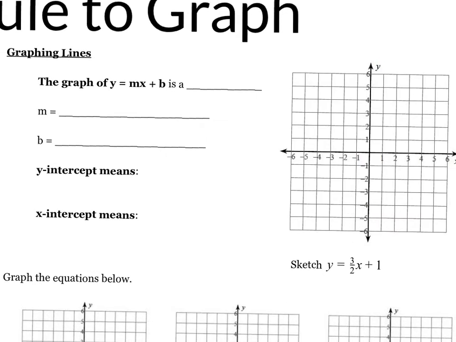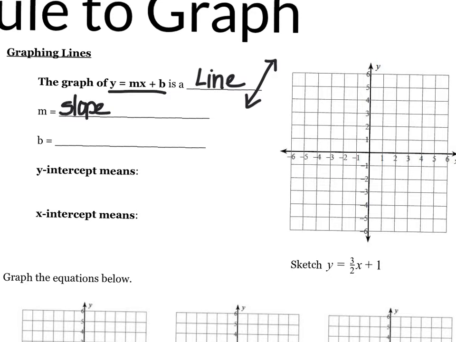So when we graph lines, the graph of y equals mx plus b is always going to be a line. And by line we mean a straight line, not a curved line. It's going to go forever in two opposite directions, okay? So a line, straight and shoots off forever in two directions. So the slope of the line is always your m value.